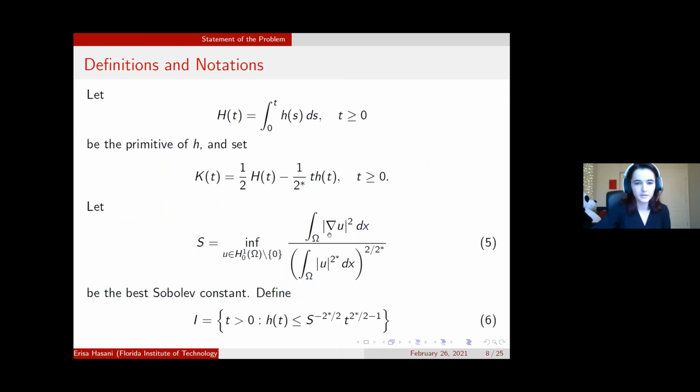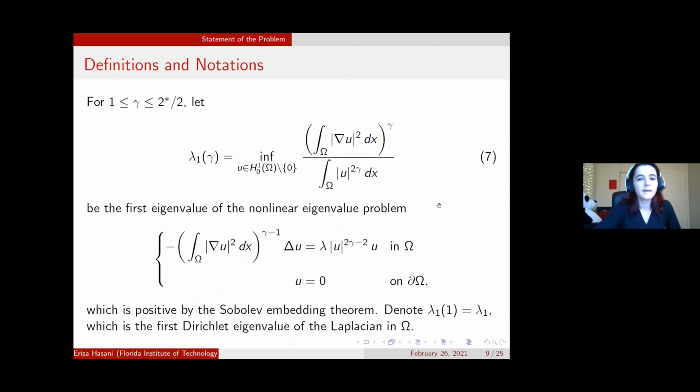As in Dr. Pereira's presentation, we denote by S the best Sobolev constant of the Sobolev embedding. In addition, we define this set I of t positive such that this function h of t is bounded from above by this number, S to that power and t to that power. Let us also denote by lambda 1 gamma the first eigenvalue of this nonlinear eigenvalue problem. Note that if we take gamma equals 1, this term goes away, and also this term goes away, so we are left with the first Dirichlet eigenvalue for the Laplacian in omega.